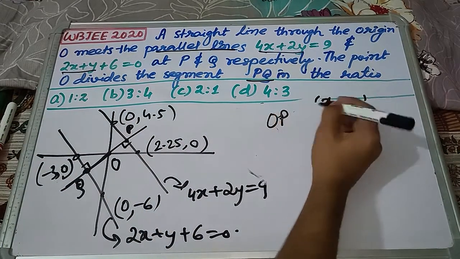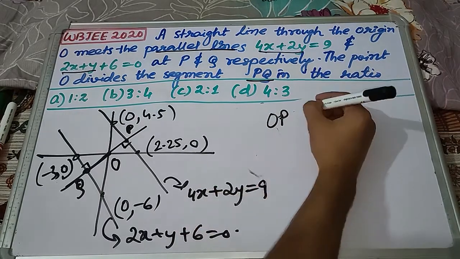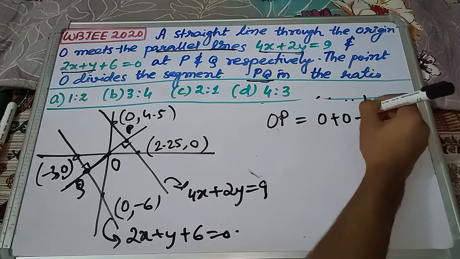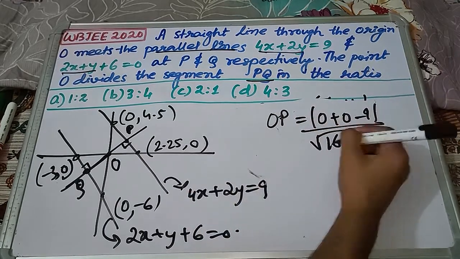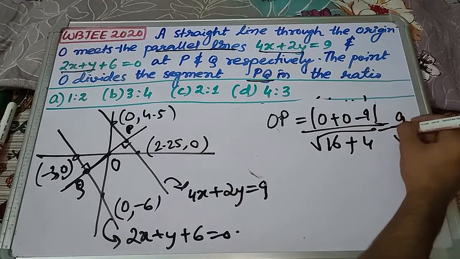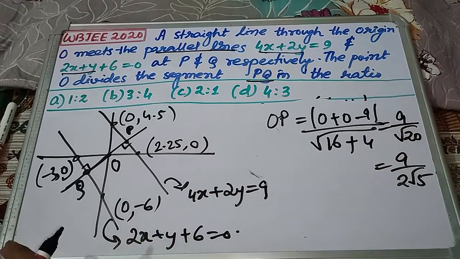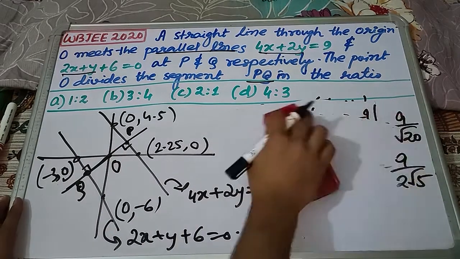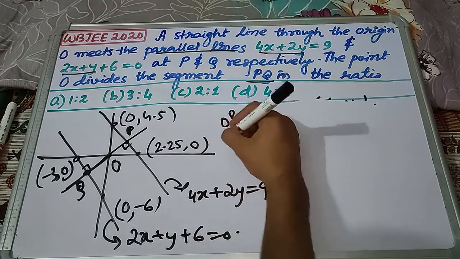So we need to find OP. OP is, we need to put 0, 0 in this. So this becomes mod of 0 plus 0 minus 9, divided by root under 4 square is 16, 2 square is 4. So this becomes 9 by root 20, which is equal to 9 by 2 root 5, right? So OP is 9 by 2 root 5. We will write it over here.